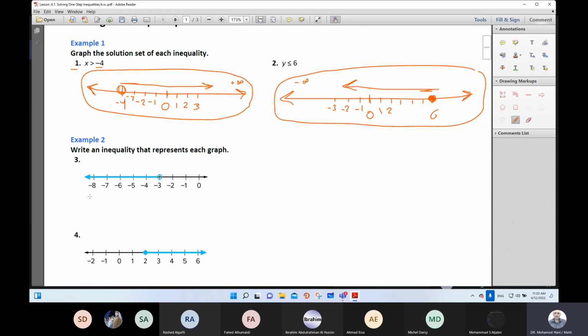Now, the question: write an inequality that represents each graph. From this graph, I want to write an inequality. So I want all of you to try to write the inequality from this graph. You have 5 minutes. Then tell me your answer. Start, please. Mister, how do we know if it's X or Y? You can choose any variable, no problem.